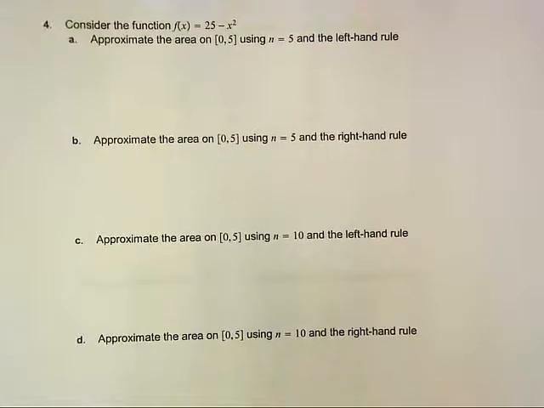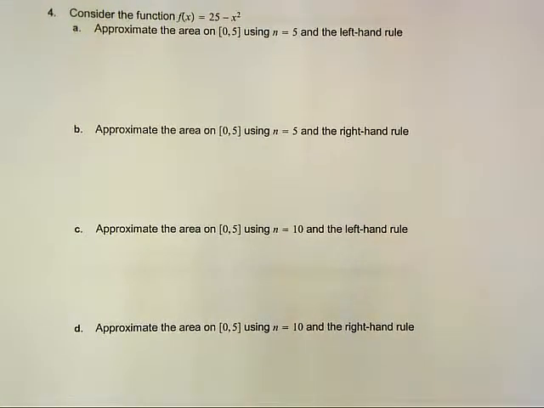Number 4. Consider the function f of x equals 25 minus x squared. I'm going to skip to b. I'm going to do b first, and I have a reason for doing b first.